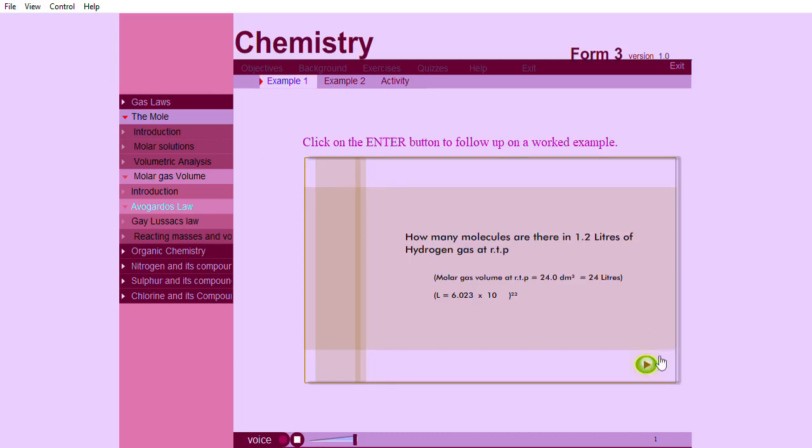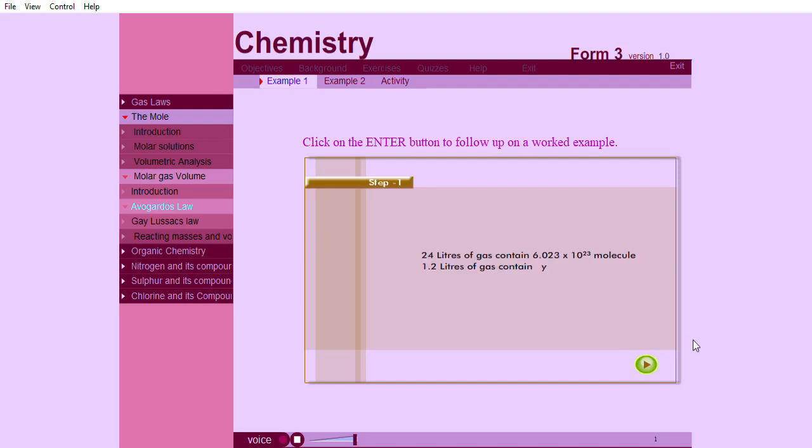How many molecules are there in 1.2 liters of hydrogen gas at room temperature and pressure? Molar gas volume at room temperature and pressure is equal to 24.0 cubic decimeters, which is equal to 24.0 liters. L is equal to 6.023 multiplied by 10 to the power of 23.